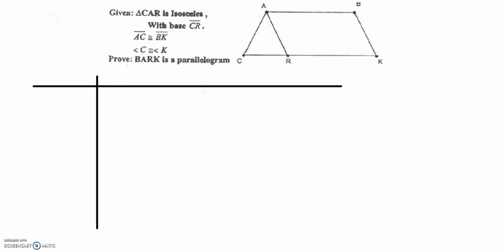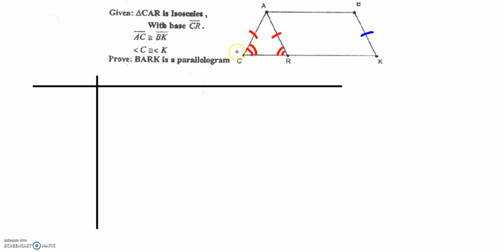So I'm given that CAR is isosceles with base CR. So that means that I know that these two legs are congruent. So while I'm at it, before I look at the rest of the givens, that means I know that these two angles are congruent because of the isosceles triangle theorem. So that's nice. I'm also given that AC, this segment, is congruent to BK. So this and this are equal, and these two are equal too. Maybe we can use the transitive property.